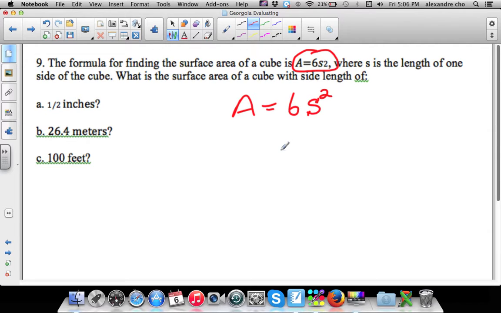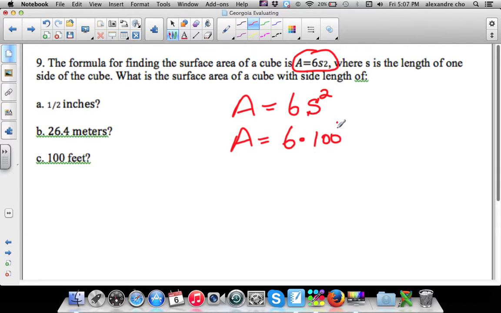So you know what I'm going to do? I'm going to start with the letter C this time because that is a nice one to show you. So we're going to replace. Here's your formula. We want to find the area, so we're going to go 6, and the side of this particular cube is 100. So replace the s with 100.